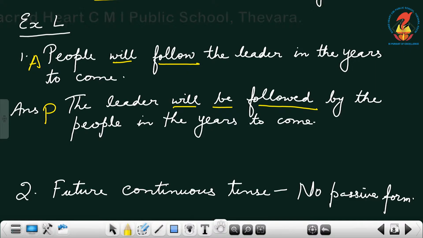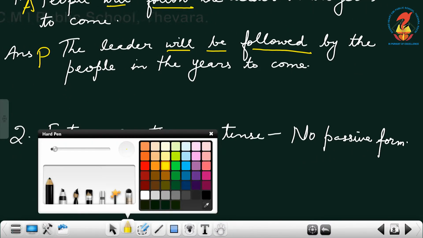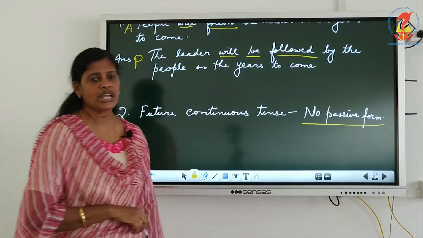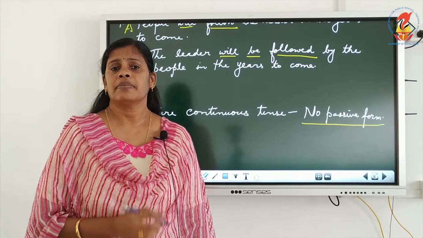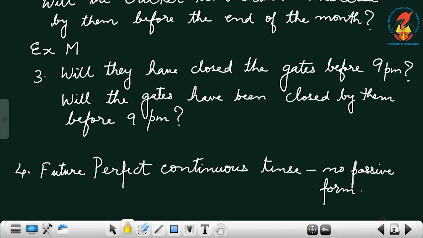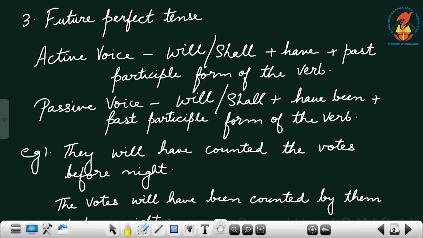The next form is future continuous tense. I told you in future continuous tense we don't have the passive form. We have it in simple future and future perfect, but we don't have it in future continuous tense or future perfect continuous tense. Let's see the next one.